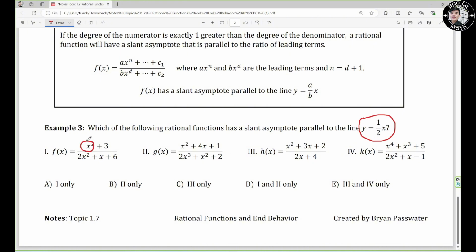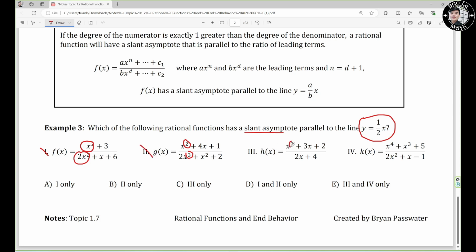The leading term is going to be s squared, and the leading term here could be 2s squared. They have the same degree, so these have a horizontal asymptote. So this guy is not the answer, because we need a slant asymptote. Now, the degree on the top right here is 2 and the degree on the bottom is 3. The degree on the top is less than the degree on the bottom, so this guy has a horizontal asymptote. So this is not the answer.